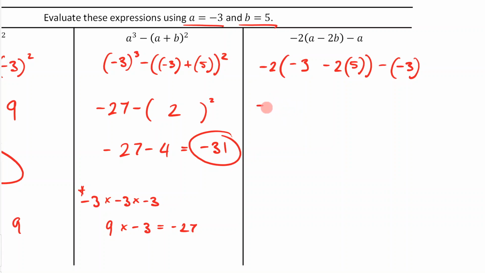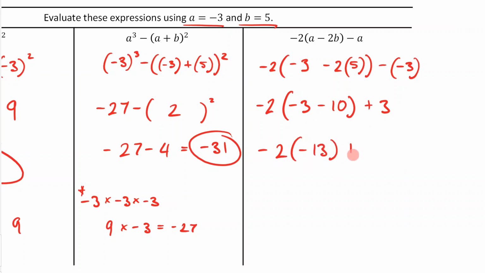So I'm going to go negative 2, negative 3. Then I'm going to do this calculation here, which is going to be negative 10. Then I've got negative and a negative. That's going to be plus 3. Then I'm going to go, what is inside the brackets here? It's going to be negative 13.